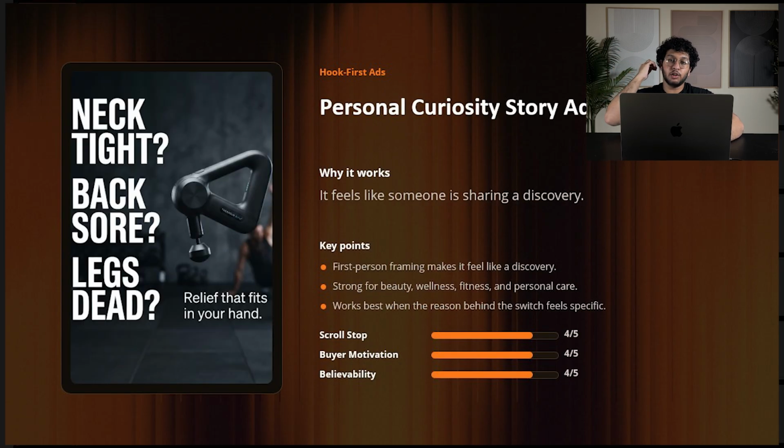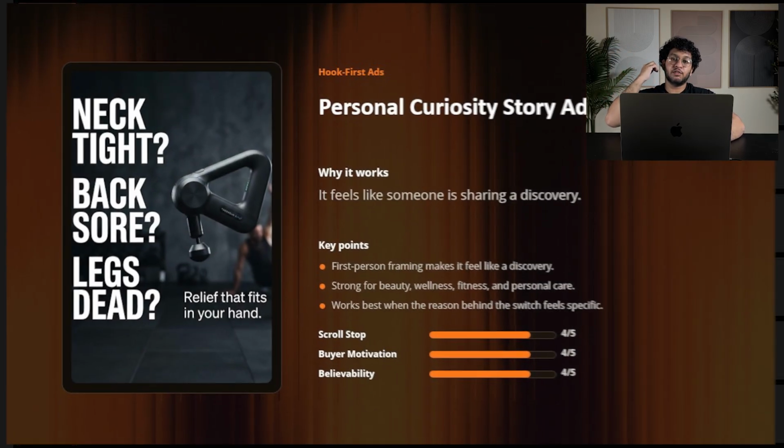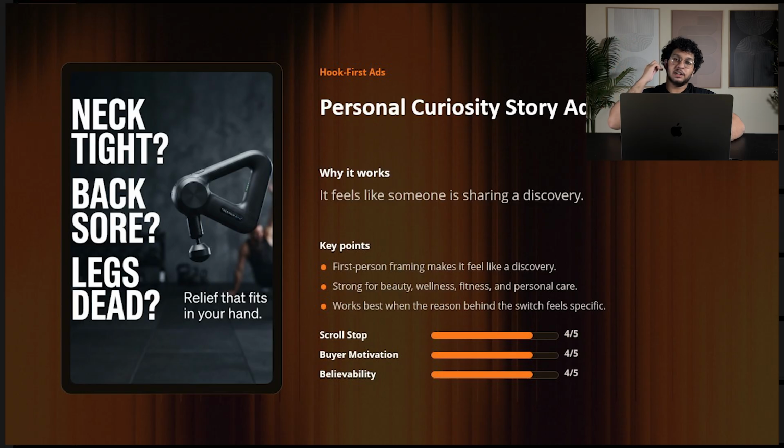Next is the personal curiosity story. This one has to go to B tier. The first person angle makes it feel more native and human. Why I stopped dry saving. Why I changed my routine. What I switched to after this stopped working.